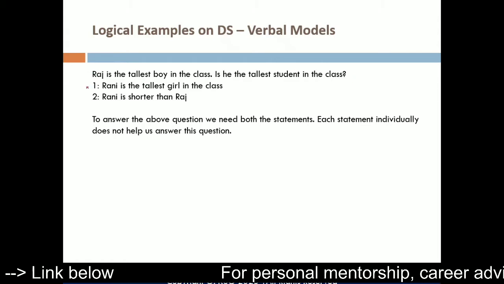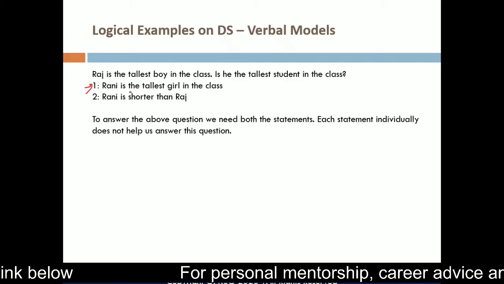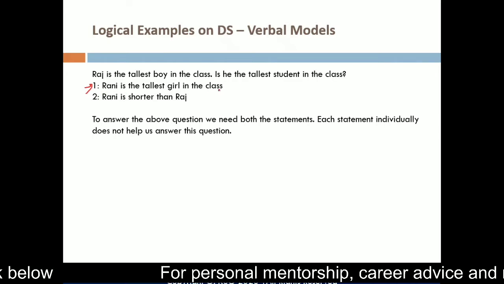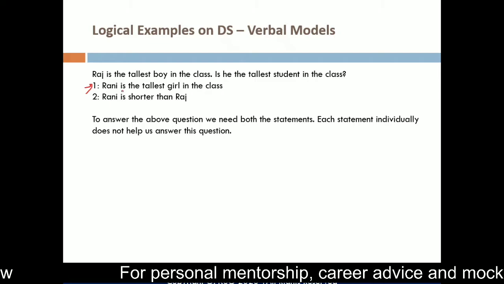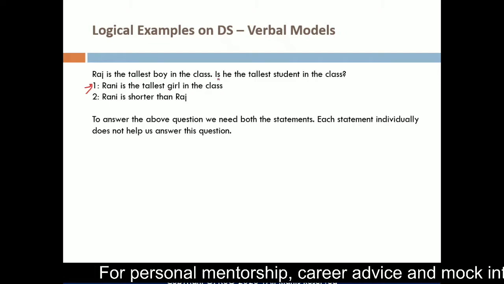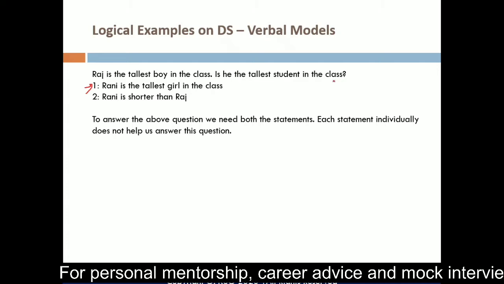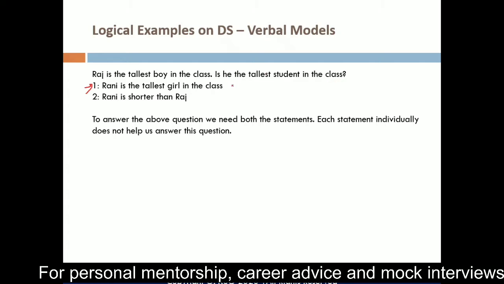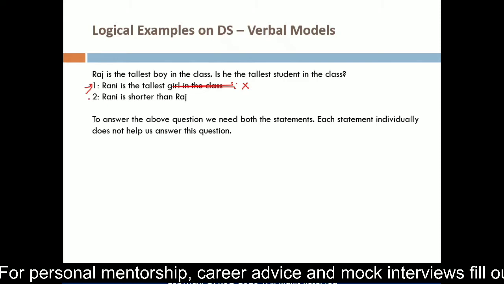Now, to answer this particular question, we have two data pointers provided, one at a time. The first one tells us that Rani is the tallest girl in the class. Okay. Does this statement really help us answer the first question? Is Raj the tallest student in the class? What do you think? I don't think so. So this doesn't really help.